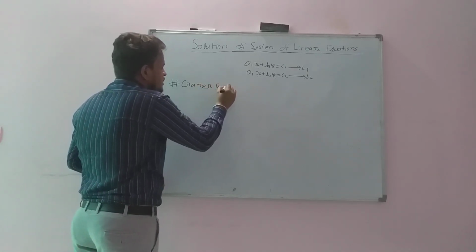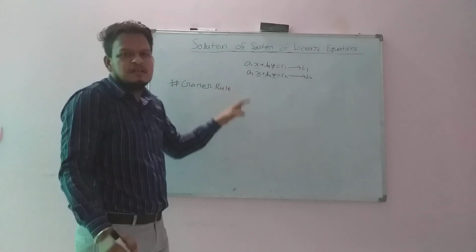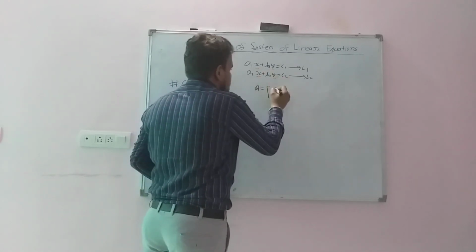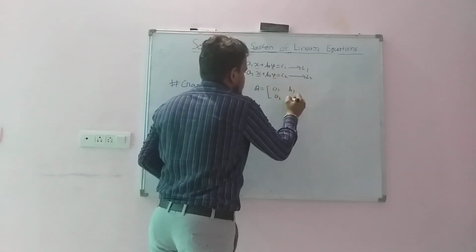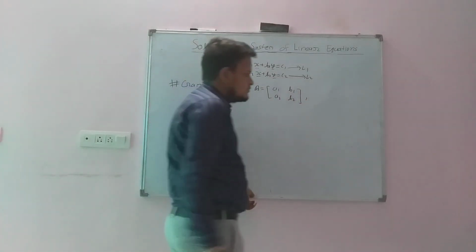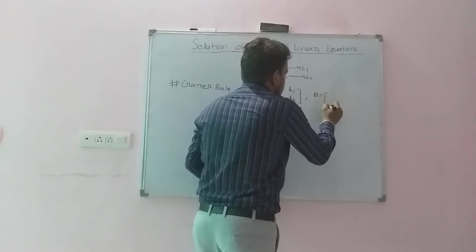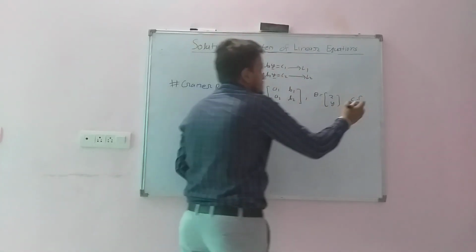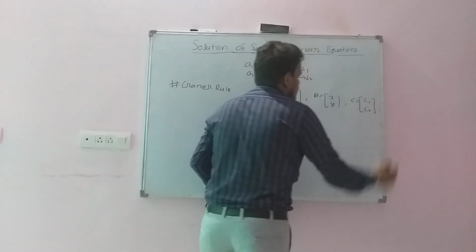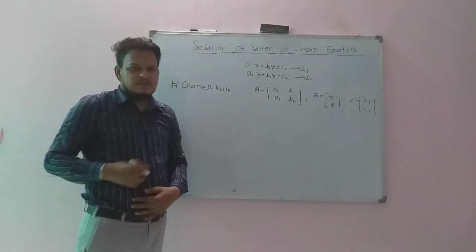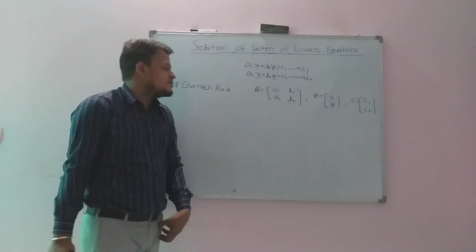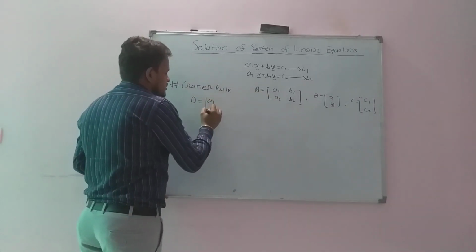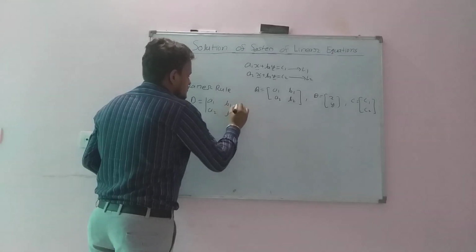In Cramer's rule, we represent a system of linear equations in matrix form. Suppose matrix A is the matrix of coefficients of x and y, that is a1, a2, b1, b2. The second matrix is B, that is x and y, and the third one is C, that is the right hand side vector c1, c2. Now we will calculate a determinant by which we can tell whether the solution is unique, no solution or infinite solution. That is determinant D. D is the determinant of the coefficient matrix, that is a1, a2, b1, b2.